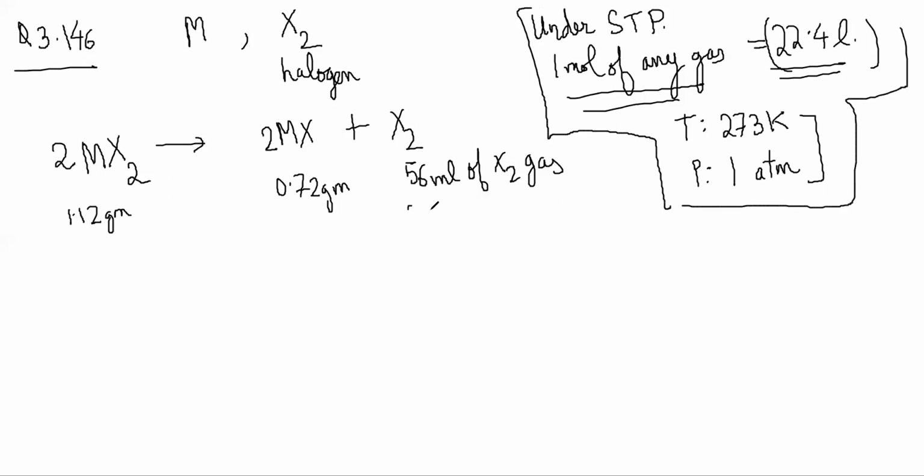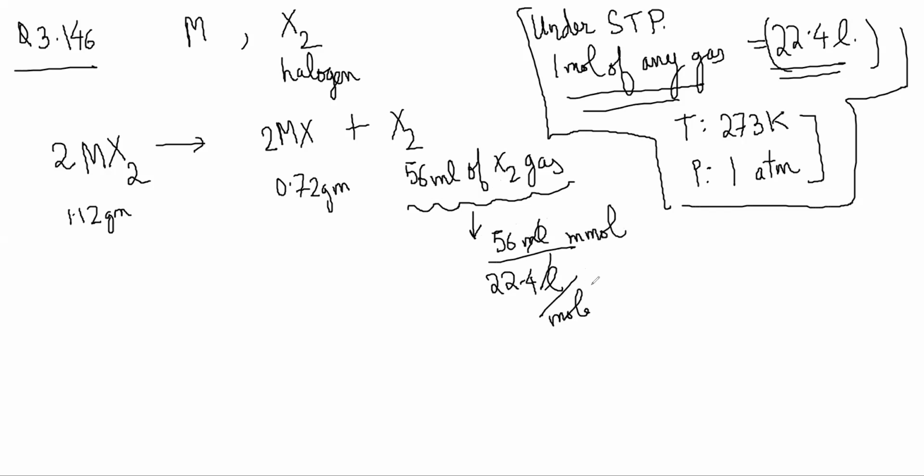So why has he given you that information? Because the volume of the gas is given. So that will give you an estimate of moles of the gas, right? So 56 ml divided by 22.4 liters is the moles of the gas, right? Liter per mole, 22.4 liter per mole. So mole will come on top. So this ml and L will cancel and will become millimole, right? You understand?